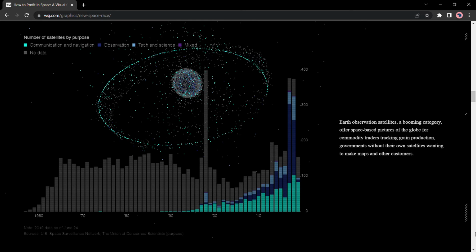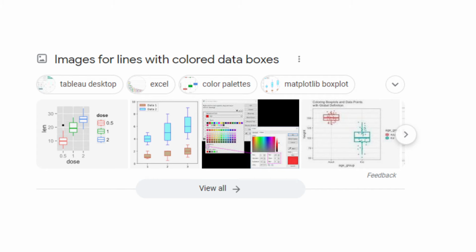He thinks this is true because technology and science is placed a lot higher on the stack than communications. However, due to his limited knowledge about data visualizations, he looks online for lines with colored boxes of data, but nothing that looks like what he's looking at comes up.